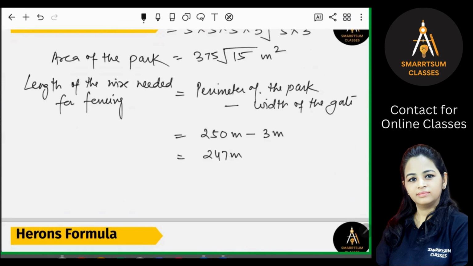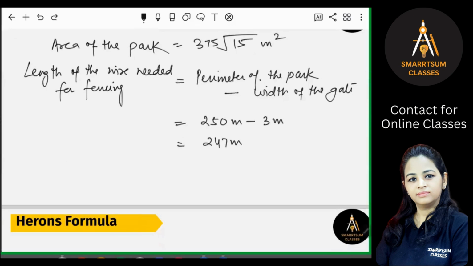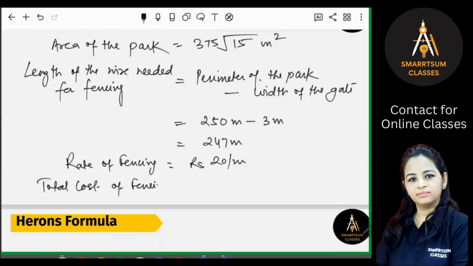So what is the length which we have to fence, right, around the triangular park? It is 247 meter. And what is the cost of fencing which is given here? The rate of fencing is given in the question, that is rupees 20 per meter, right? So what will be the total cost? Total cost of fencing will be length on which we have to do the fencing, right? It is already given here, we have already found it out. Length into rate of the fencing.